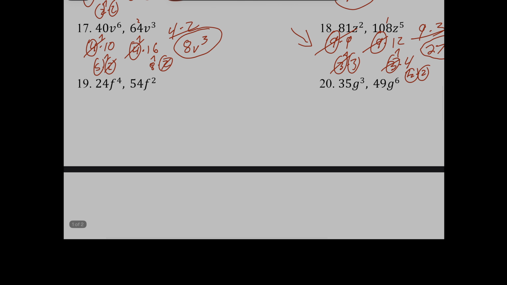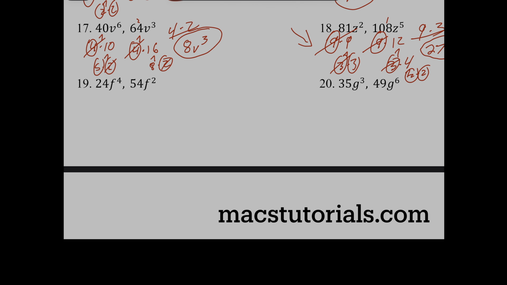All right, here we go. 24 and 54. Oh, dear. What goes into this one? That's a little bit crazy. Well, the first thing I see, honestly, I see a 9 and a 6. I see a 6. All right, so this is going to be 6 times 4, and this is going to be a 9 times 6.